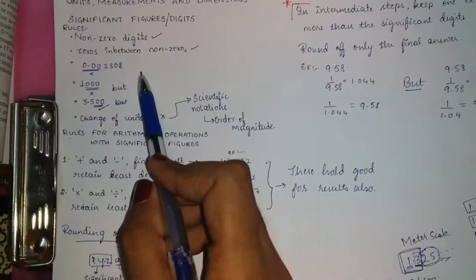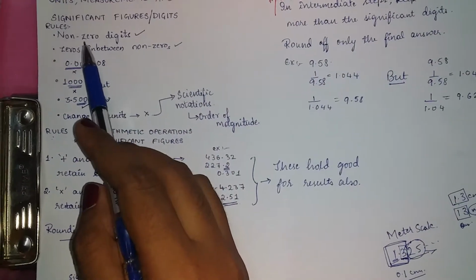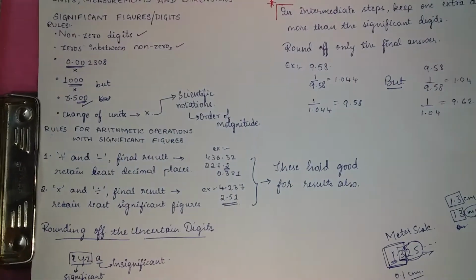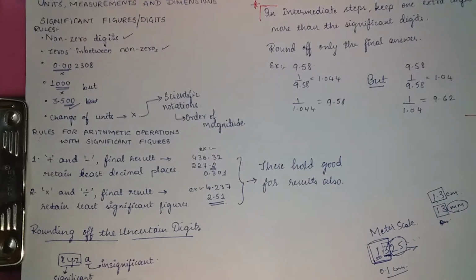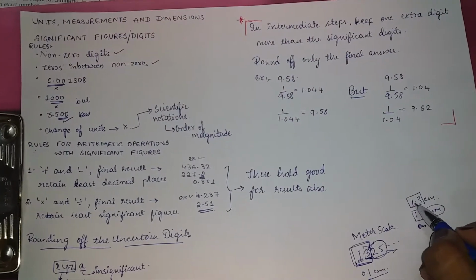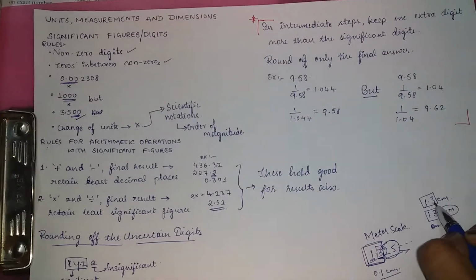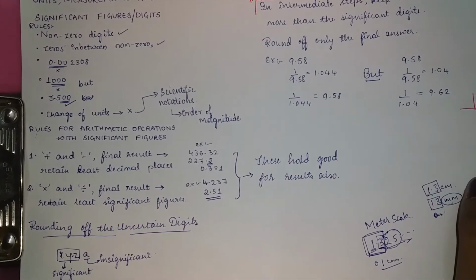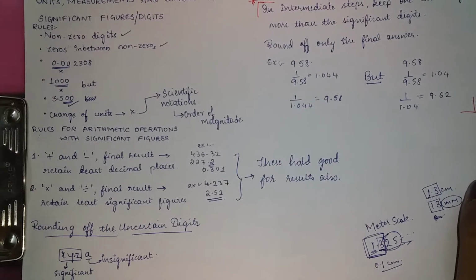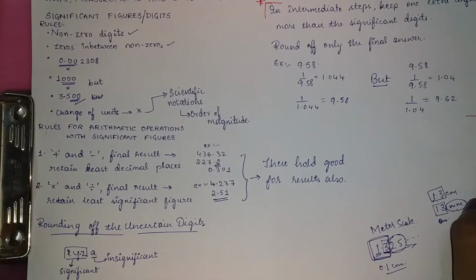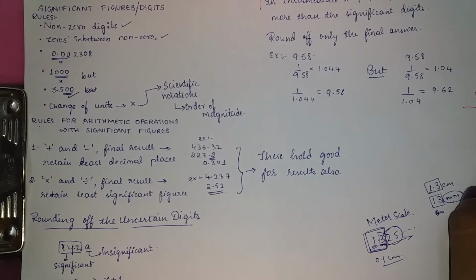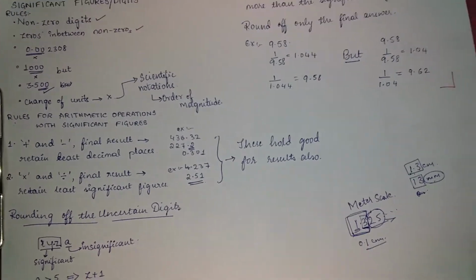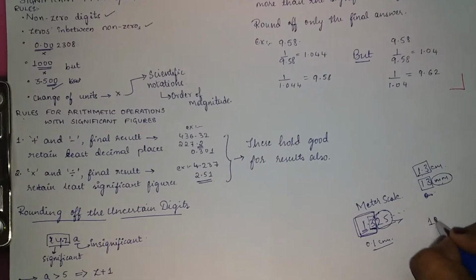So coming to the rules: non-zero digits, whatever there are, are all significant. All the non-zero digits are significant. Here 1 is a non-zero number, 3 is a non-zero number, so all the non-zero digits are significant. Next, all the zeros between two non-zero digits are significant, no matter where the decimal point is, if at all. This is the NCERT statement. What it means is 1003.